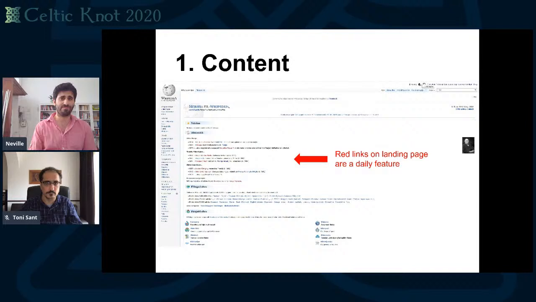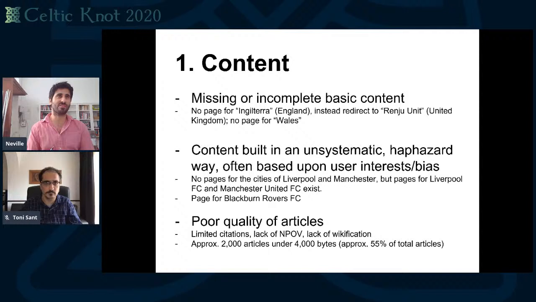Aside from that, we can see that a lot of very basic content is actually missing. For example, there's no page for England, the country, and that instead redirects you to the United Kingdom page. And once you're on the United Kingdom page, you will discover that there's actually no page for Wales, which is slightly unusual. The content that does exist is built in a very random and unsystematic manner, and a lot of it is often based on people's interests. So we can see that, for example, there's no page for the cities of Liverpool and Manchester, but there are actually pages for Liverpool Football Club and Manchester United Football Club, because we presumably are more interested in football than we are in geography, I suppose.